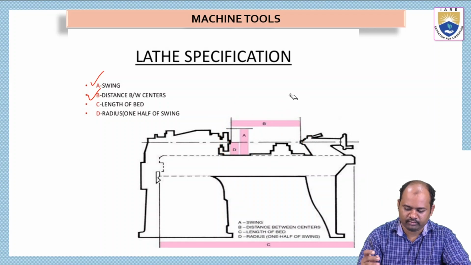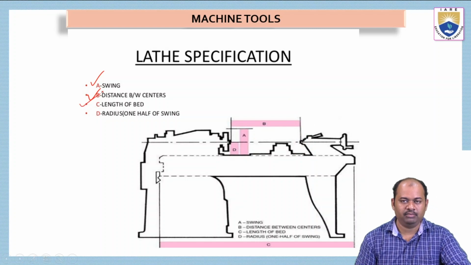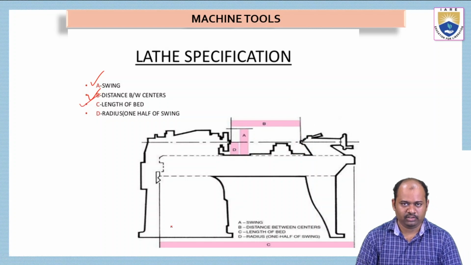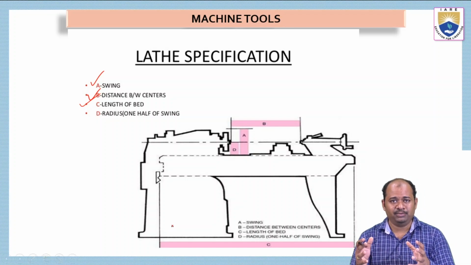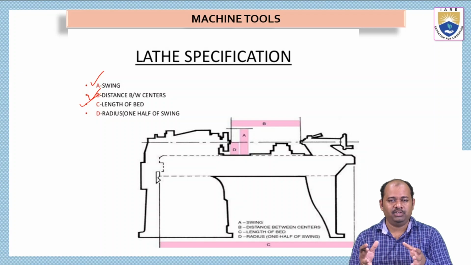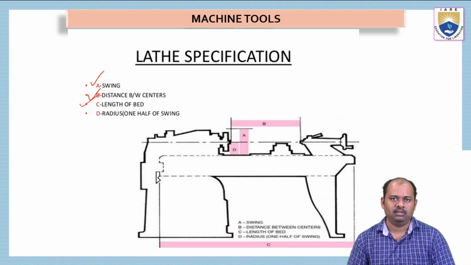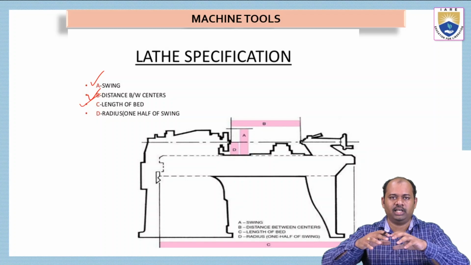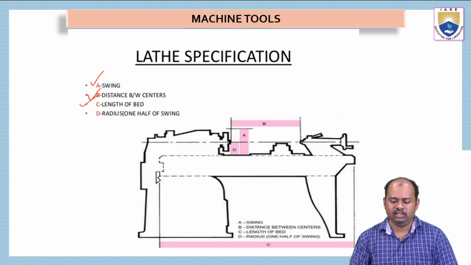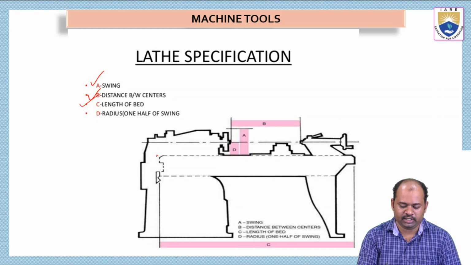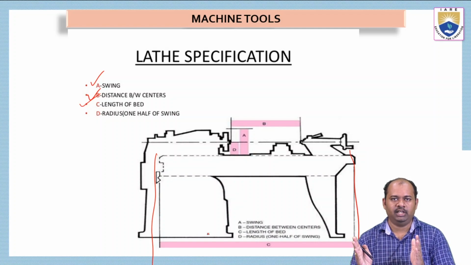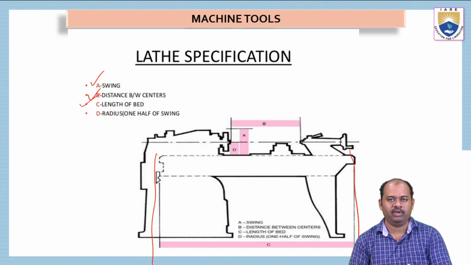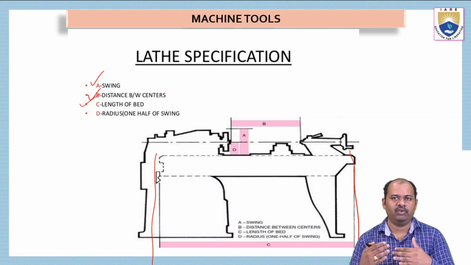And then we have C. This is the length of the bed. The length of the bed also plays an important role. Depending on it, we can do some special operations, and sometimes we have to select a lathe machine which is smaller in size, and sometimes one which is larger in size, depending on the applications and the size of the workpiece. So the length of the bed is also taken into consideration. This is the length of the bed between the two ends of the lathe machine, so we can identify the size of the lathe machine based on the value C.